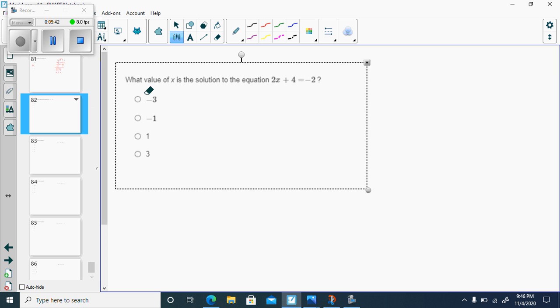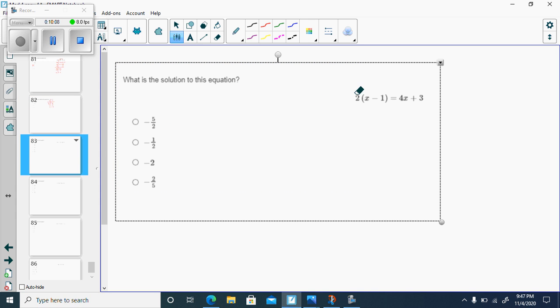Okay, what value of x is the solution to this equation? 2x plus 4 is equal to negative 2. Okay, well, in this case, all I need to do is subtract 4 from each side. That leaves me with 2x is equal to negative 2 plus negative 4 is negative 6. Divide both sides by 2, and x is negative 3. Okay.